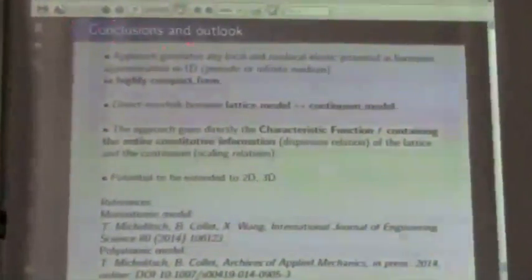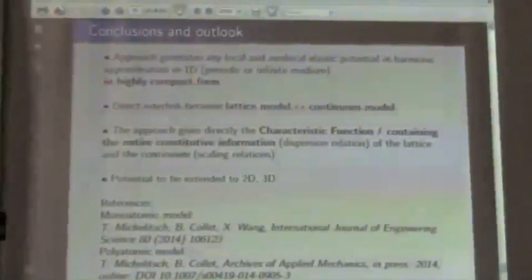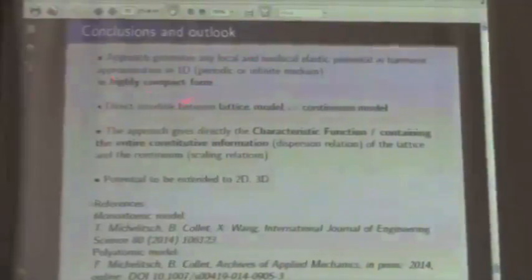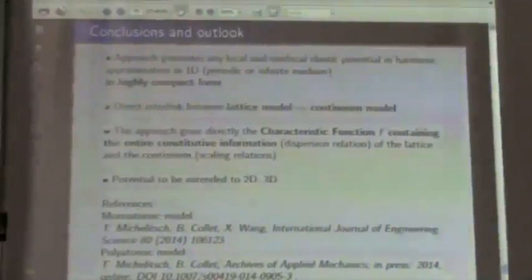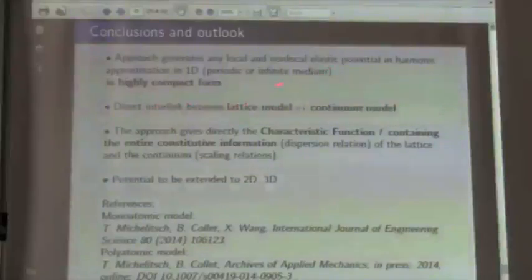So, just to conclude, for the 1D monoatomic periodic chain, it can be shown that we can write any harmonic potential in this kind of framework by utilizing characteristic functions. It gives a direct interlink between lattice and continuum models in both directions. Either when we have a continuum model, we can reconstruct the lattice model and vice versa. The characteristic function contains the entire constitutive information in a very compact form, and by only assuming finiteness of elastic energy we get scaling relations of the coefficients.